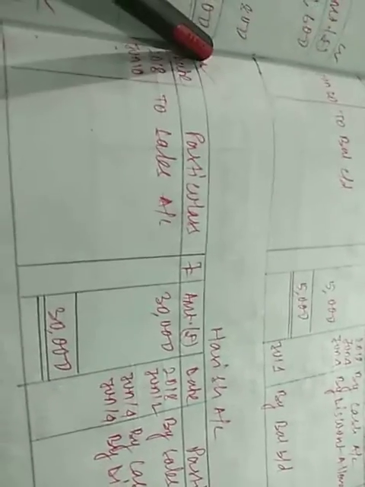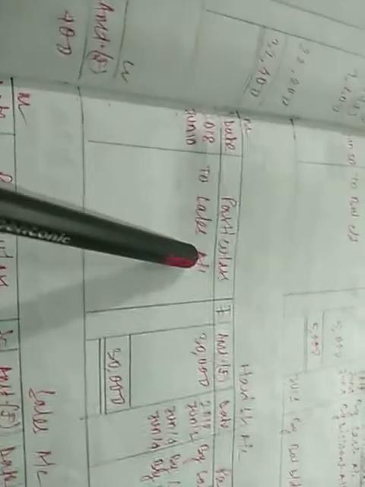Next is the entry on June 10th. Hari's account debit to sales account. So we'll move on to Hari's account. The account number 6 is Hari's account. So Hari's account on the debit side will write to sales account 30,000, on 2018 June 10th.